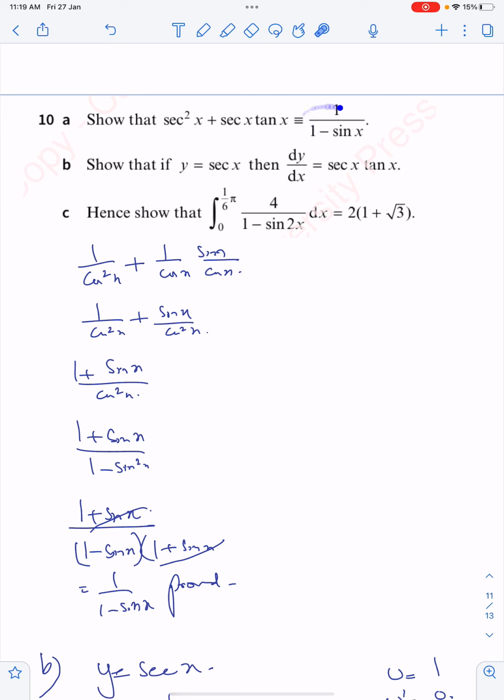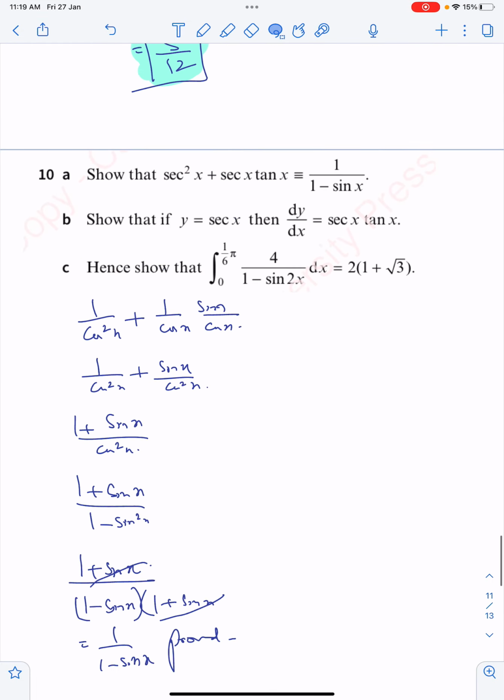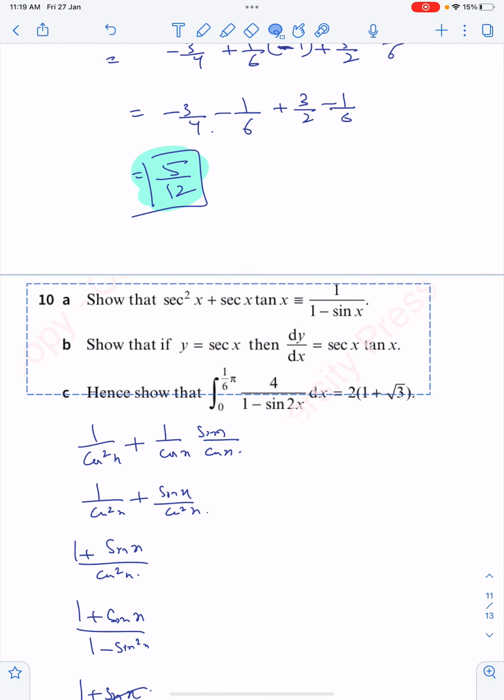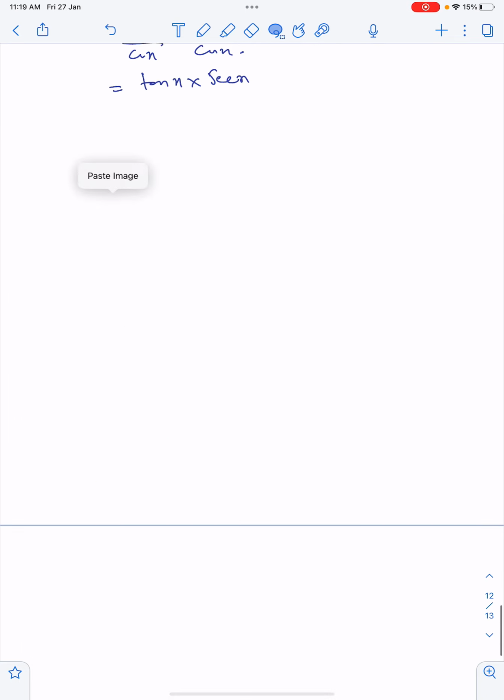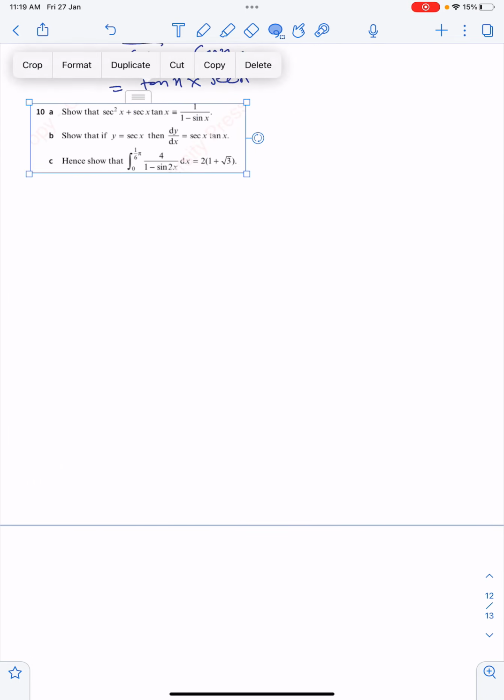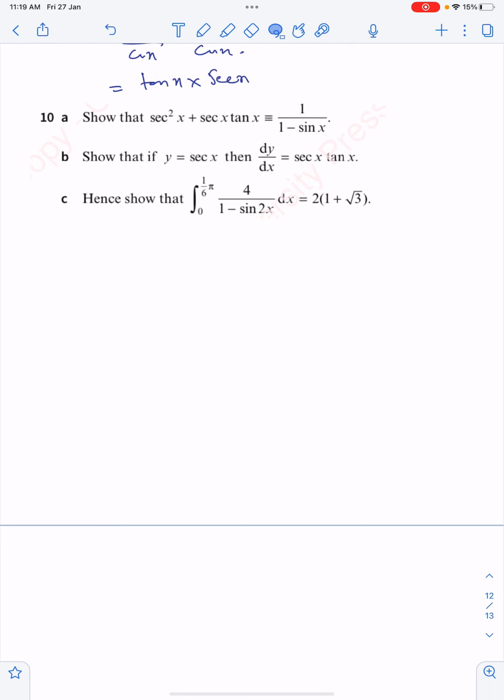Okay, I know that this is equivalent to this. So firstly I'm going to write, I'm taking help from here. Or I am taking the whole question down so that I can take help from both the parts together. Okay, 1 upon 1 minus sine x is equals to sec square x plus sec x tan x.